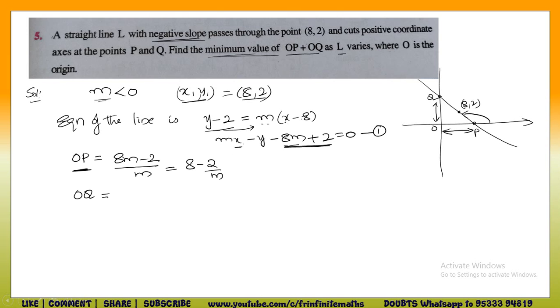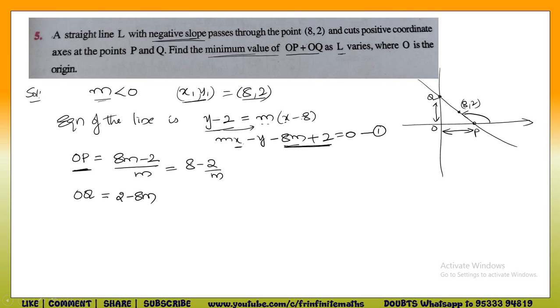When I substitute x is equal to 0, I am going to get minus y minus 8m plus 2 is equal to 0. Directly I can transpose minus y, it becomes plus y. So what is the answer? The length of the y intercept is 2 minus 8m, right? Now what is he asking?